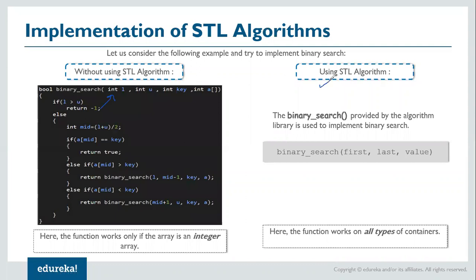Whereas if you make use of STL, if you want to do a search here, which is a binary search, you simply specify the first element, the last element, and the value that you want to search. So these are the values of the container, first and last, and this works for practically all the data types that are available, right? So this way we make use of STL algorithms, which improves efficiency and saves your time.